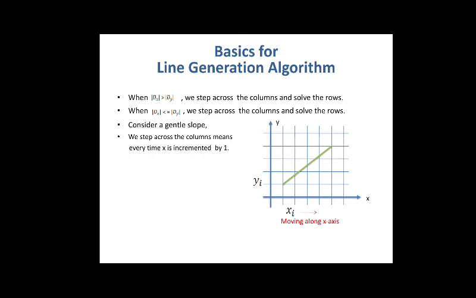In that, we can step across a column, which means every time x is incremented by 1. You can see that x is incremented by 1, right. You can see here first, then second, then third, fourth and fifth. So what is the value of x? X is always incrementing by 1.